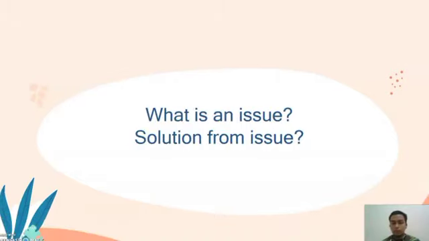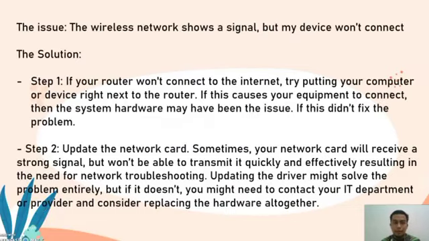Next, we're going through the issue and solution. The issue: the wireless network shows a signal but my device won't connect. So the solution that we try is, if your router won't connect to the internet, try putting your computer or device right next to the router. If this causes your equipment to connect, then the system hardware may have been the issue. If this did not fix the problem, update the network card.